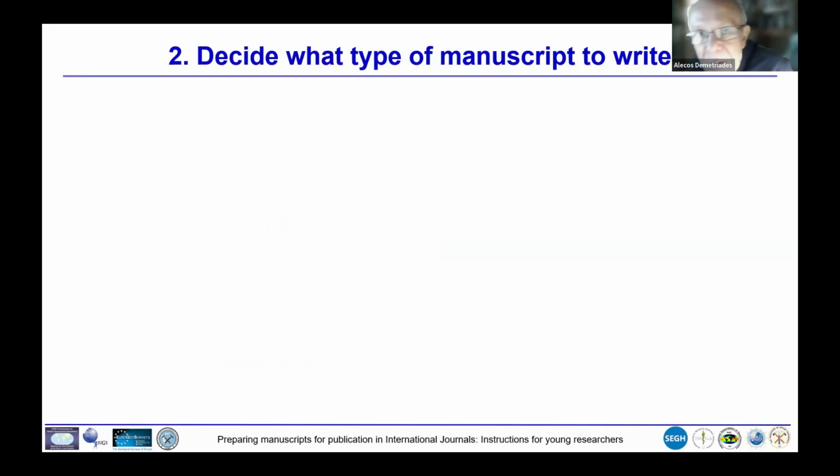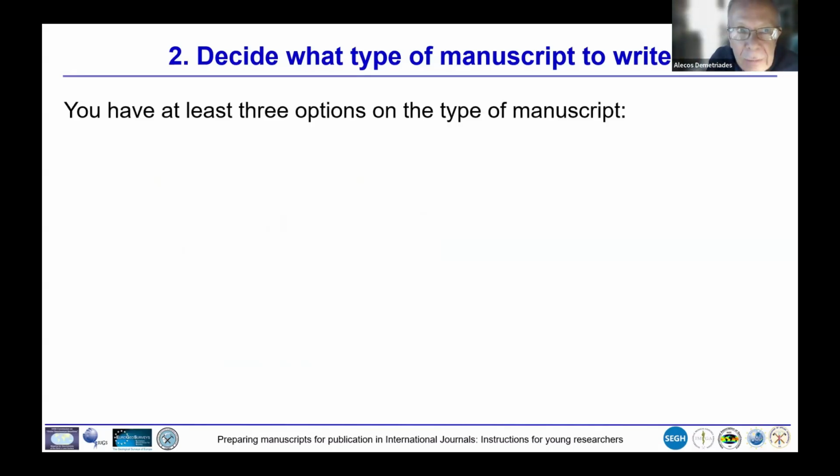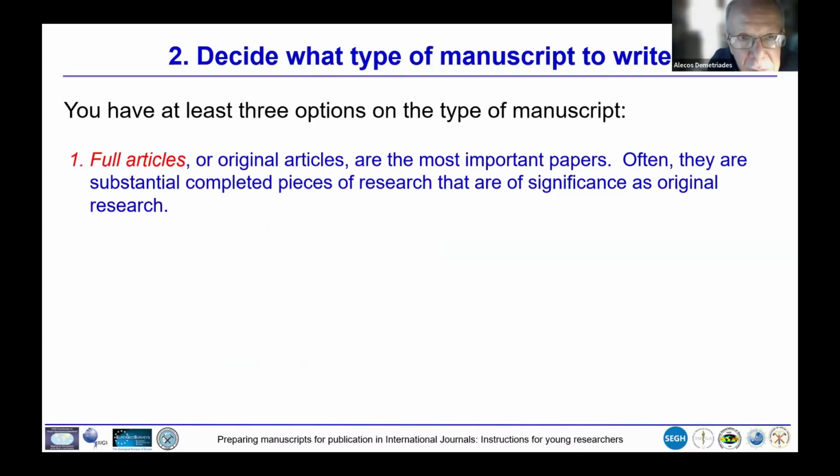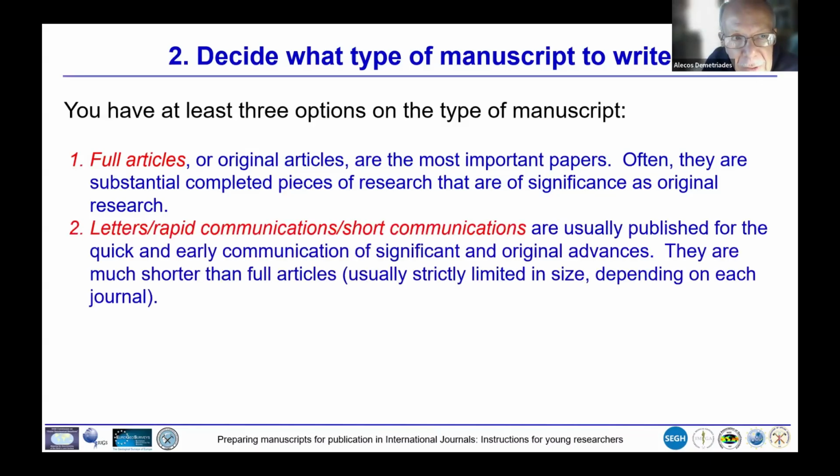So you have to decide what type of manuscript you are going to write. You have at least 3 options on the type of manuscript. Full articles or original articles are the most important papers. Often they are substantially completed pieces of research that are of significance as original research.